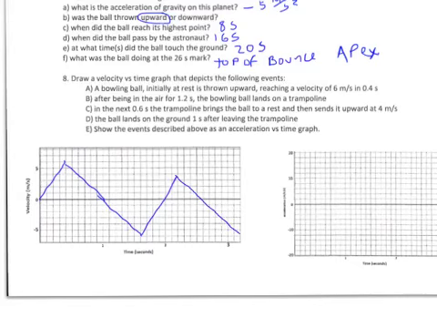Now notice something. The slope here and the slope here are the same, because this is negative 10 meters per second and this is negative 10 meters per second. And now we're going to bring it to a rest.